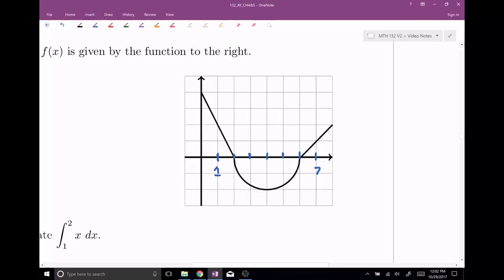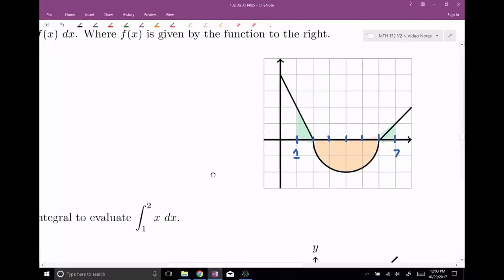Again, some of this area is going to be counted positively. If it's above the x-axis, then this area right here is counted positively. But if it's below the x-axis, then this is counted negatively. Now, luckily, these are all nice geometric shapes, right? So I can actually calculate this area without using that horrible definition, this limit with the sigma notation, all that sort of stuff. Because this is nice geometric stuff. So let's go ahead and calculate this.